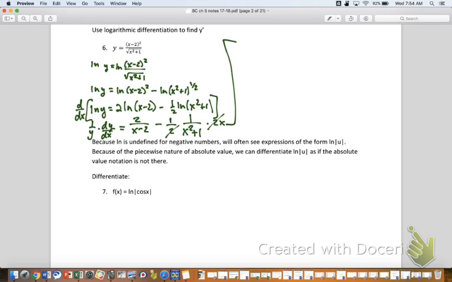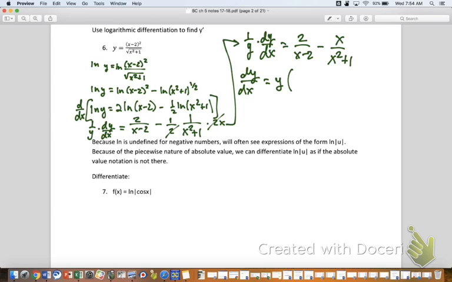So then what I would do here, I'll step this out a little bit. So I've still got 1 over y times dy dx is equal to 2 over x minus 2 minus x over x squared plus 1. The goal is to find dy dx. You see how if I just multiply both sides by y, the dy dx would be by itself? But then you got to find it in terms of x.